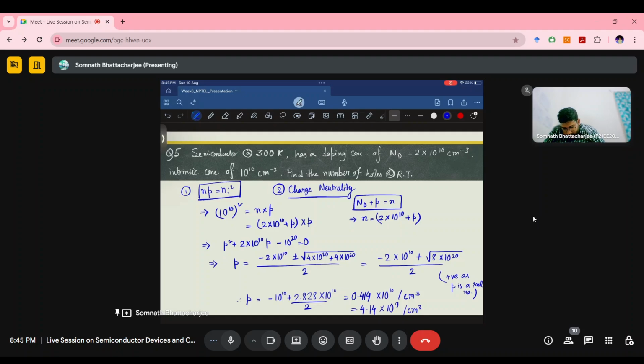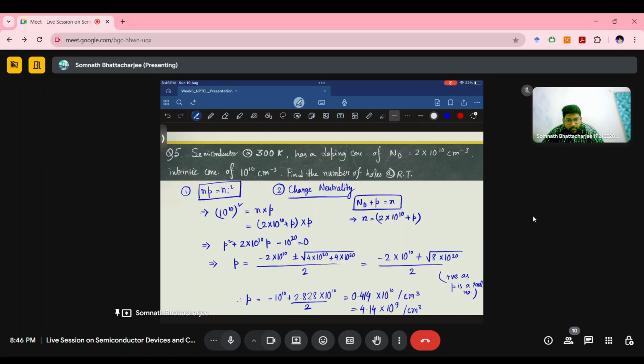Let me recheck it again. It's fine, I guess. So this is the answer. So the number of holes at room temperature we can find is this. That is the hole concentration. So does anyone have any question on this? Otherwise we'll move towards the next one.